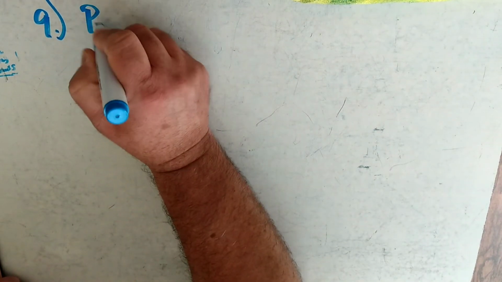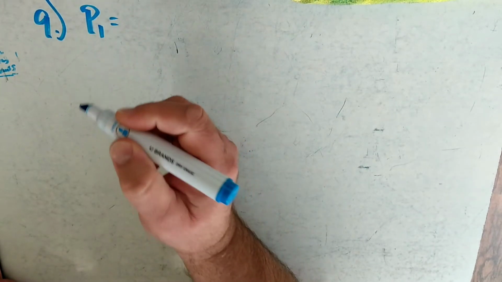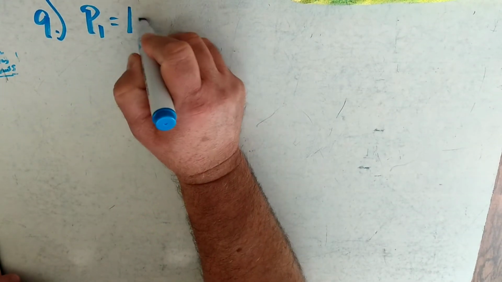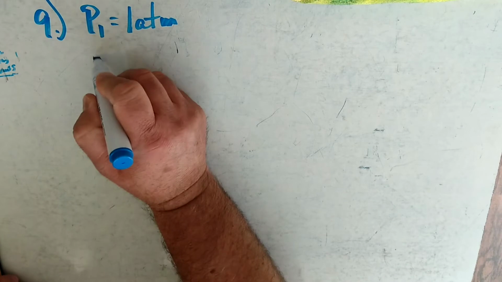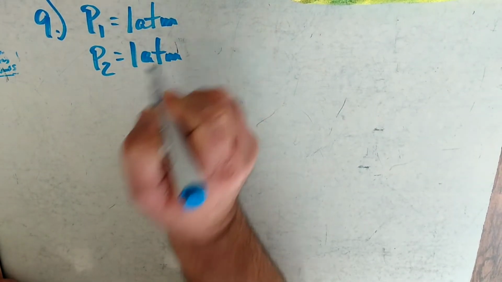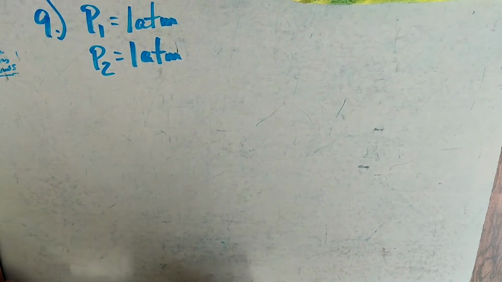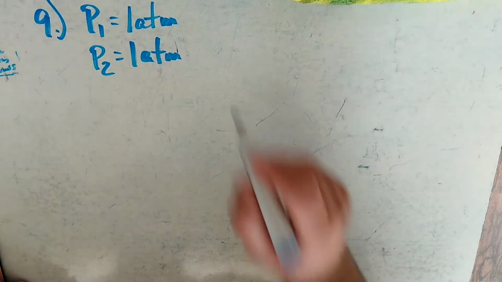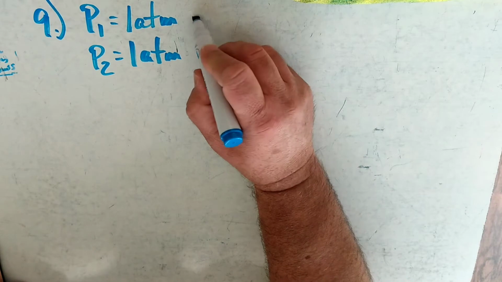All right, problem number 9 for combined gas law. A gas held at a constant pressure. So a constant pressure, we're going to put P1, and we're just going to put 1 ATM, 1 atmosphere. And we're going to go ahead and put P2 is equal to 1 ATM because it says that it's at a constant pressure.